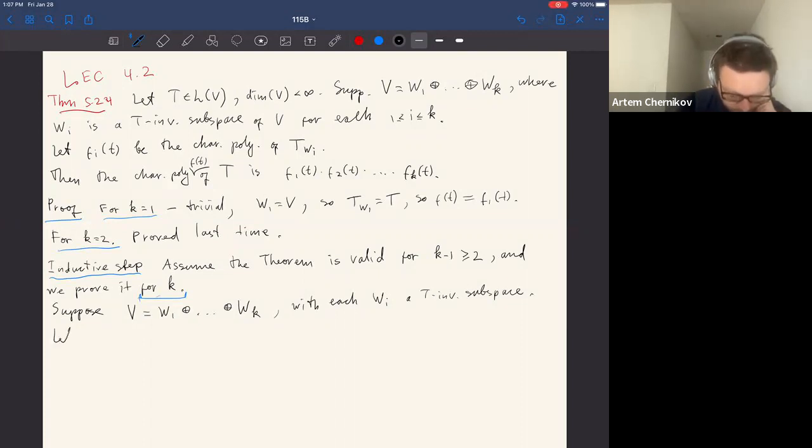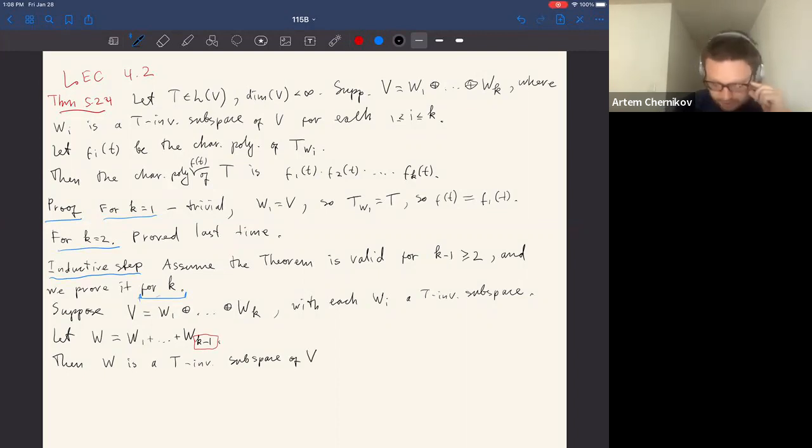For this, let's look at the first k minus 1 subspaces. Let us write W to denote the sum of the subspaces W1 plus W2, etc., plus W(k minus 1). I'm skipping the last one. I only take the sum of the first k minus 1 of my subspaces. Then we have that W is a T invariant subspace of V.